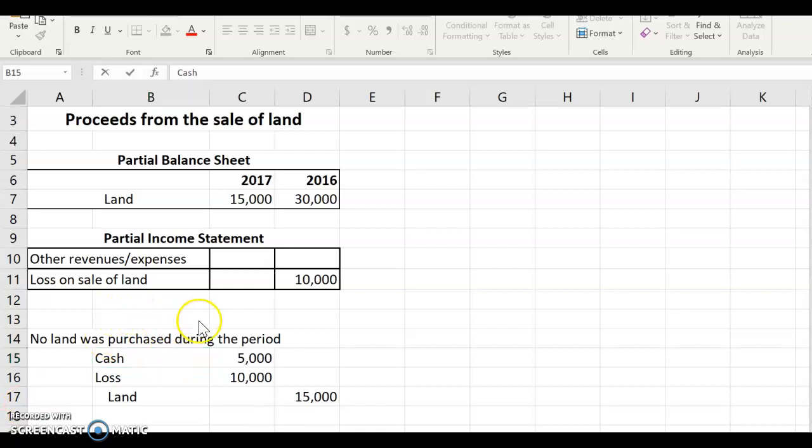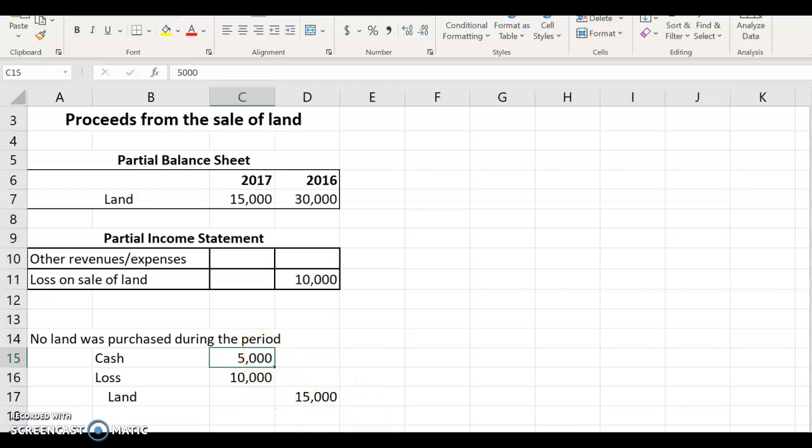Let's take a look at what we have. We received $5,000 for some land that had a book value of 15,000. So we only got 5,000 for the land that was on our books at 15,000, so that was a loss of 10,000. So by knowing these two amounts, we only had one variable, so we could solve for cash.